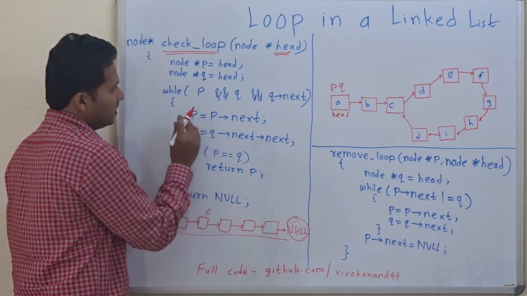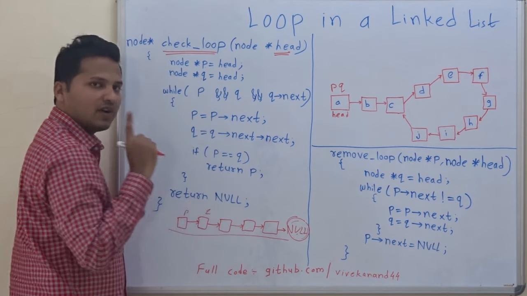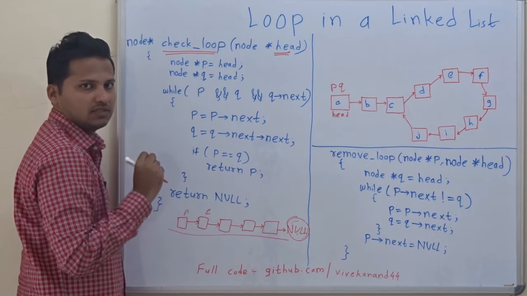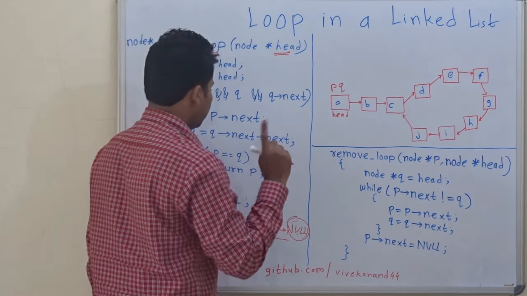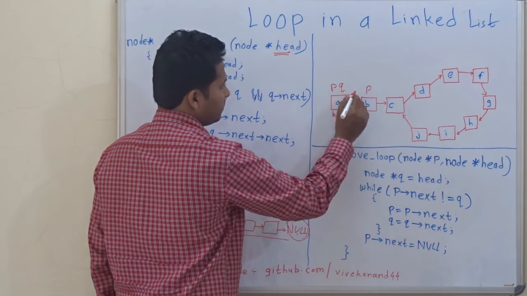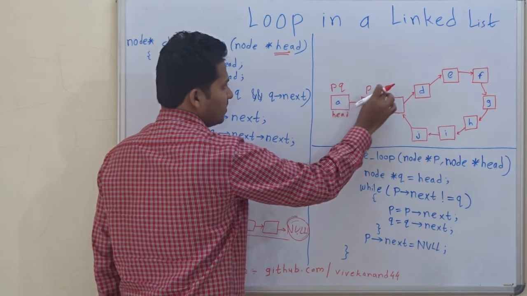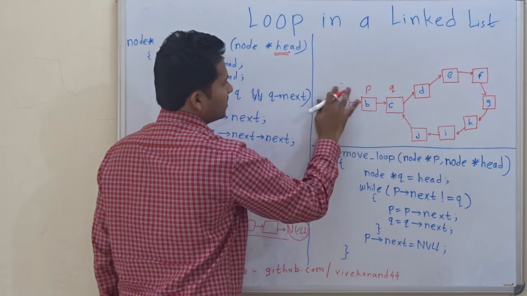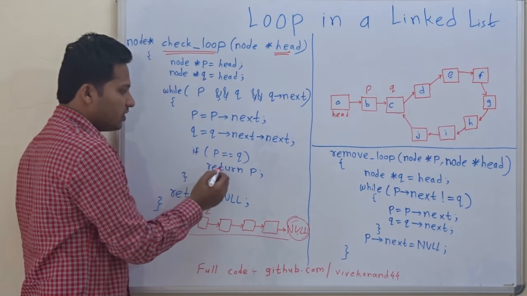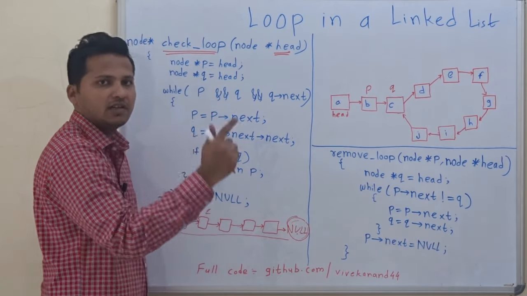So here there are two pointers, P and Q. P moves forward by one step and Q moves forward by two positions, that is two steps. So let's start. P moves forward by one step and Q moves forward by two positions. So one and two. This is the current status. Now check whether P is equal to Q. No. So let's go to the next iteration.